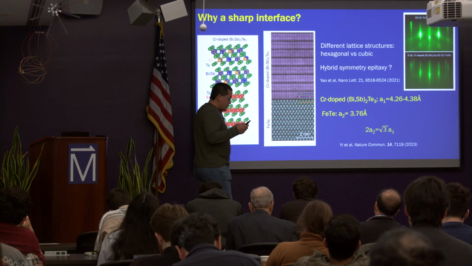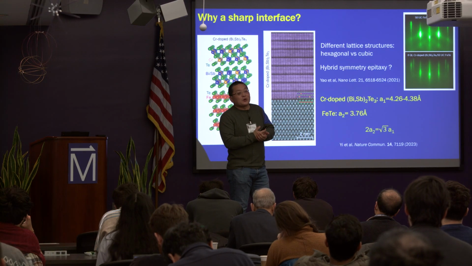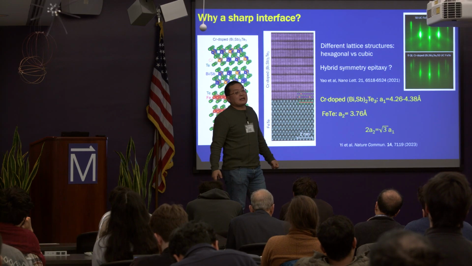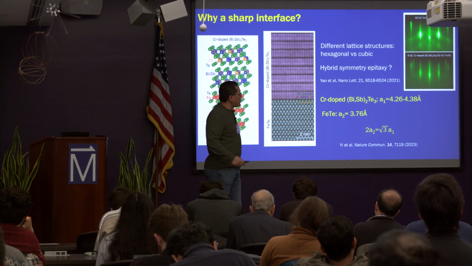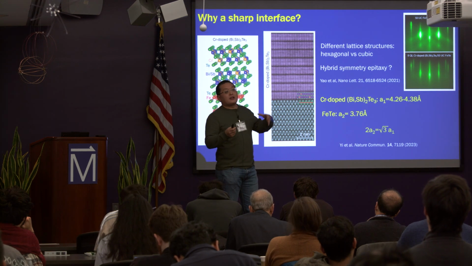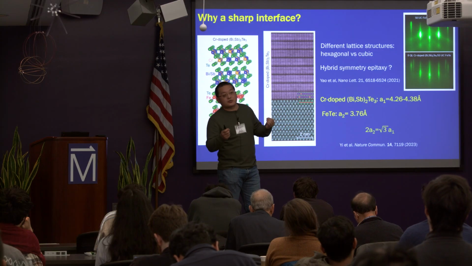So here, based on traditional MBE knowledge, usually for an MBE grower or a single crystal grower, we always think that if you want to form a heterostructure, the bottom layer and the top layer need to share the same lattice structure.